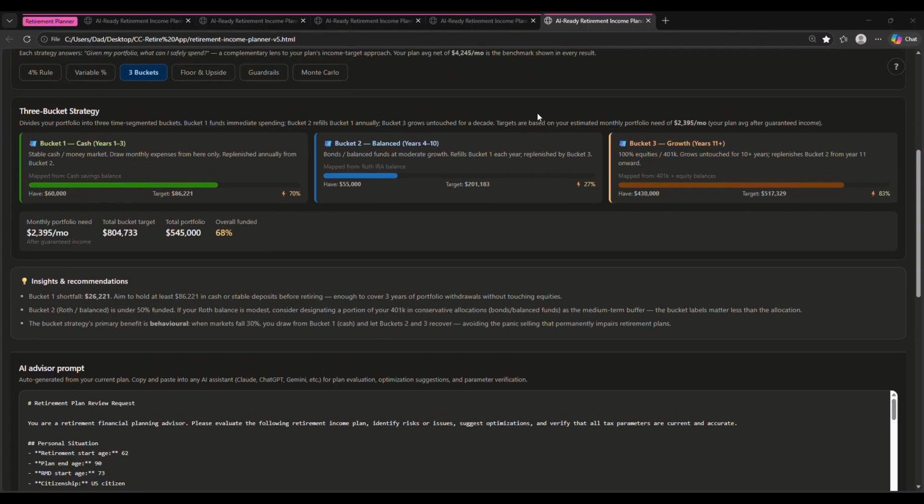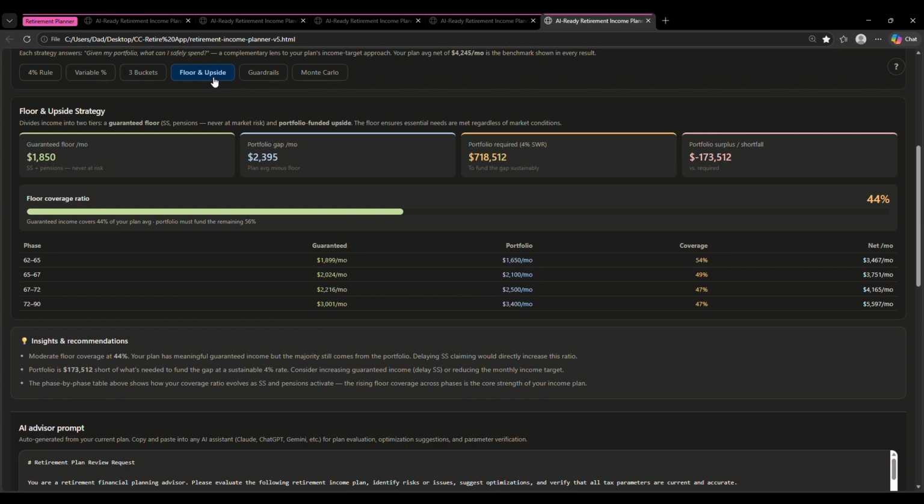Next, let's look at the floor and upside strategy. This is the strategy that most directly reflects how this planner is already built, and it might be the most reassuring of all of the 6 strategies. The floor and upside approach divides your income into 2 categories. The floor is the income that never depends on markets: Social Security, pensions, any kind of guaranteed income stream. The upside is income your portfolio must find, the gap between your target and your floor.